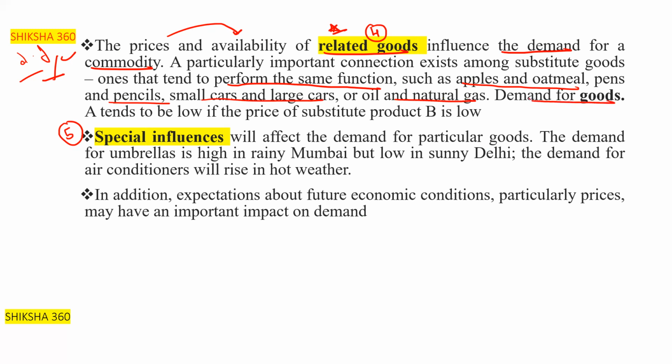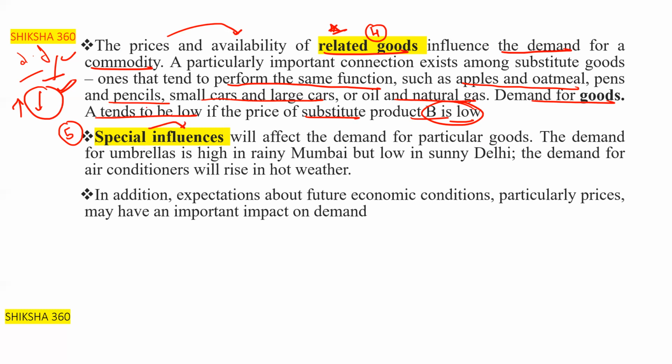Demand for good A tends to be low if the price of substitute product B is low. We can say that if the price of one product rises, we will buy the other substitute product whose price is low. So related goods, or the substitute goods, also impact the market demand.